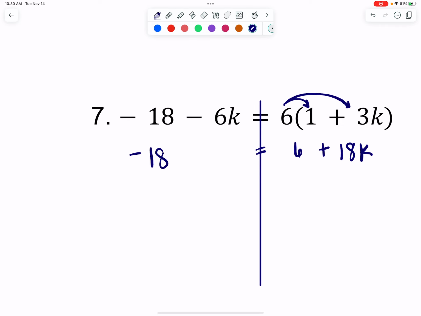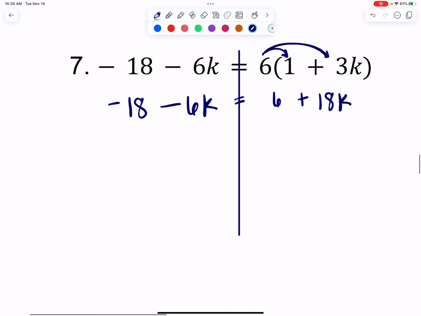And I have negative 18 minus 6k on the left. I didn't do anything, I'm just bringing it down so I can work with it with my newly distributed part. So I have several things I need to do. I need to move some numbers, I need to move some variables. I am going to move this one first. Do you have to move that one first? Absolutely not. That is just what I see.